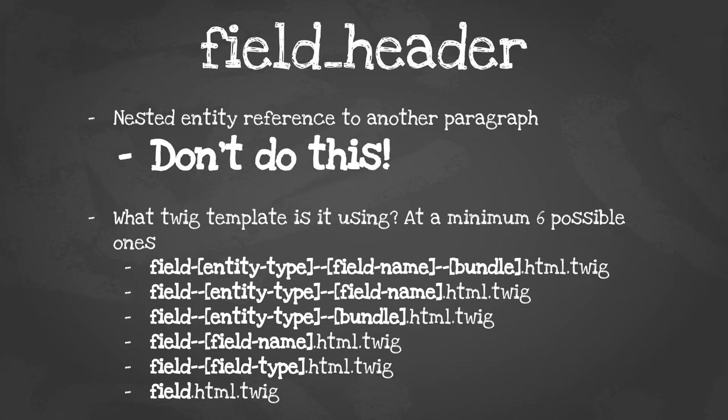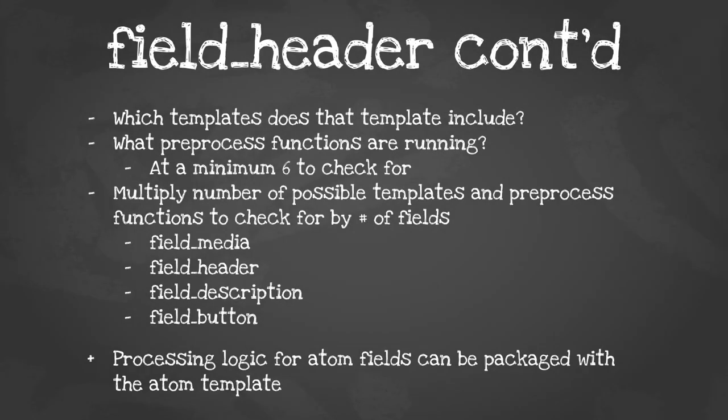So if you don't have a working local, if you don't have Twig debug set up correctly, you have to track down which one of these six templates is being used, and you have to know the patterns to go look for them, right? I pulled this off the documentation, but you have to know to go look for that documentation, and then know where to find these, either in your theme or in your custom modules or wherever it's going to be. Some more issues. Once again, which templates does that template include? There's absolutely no idea from just looking at that Twig file. What pre-process functions are running? Once again, there's at a minimum six to check for each field, and they can be spread across many modules and many themes. So there's just a lot to track down if you want to truly understand what's happening with one simple variable.